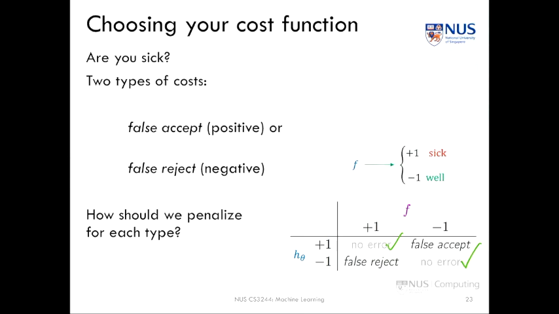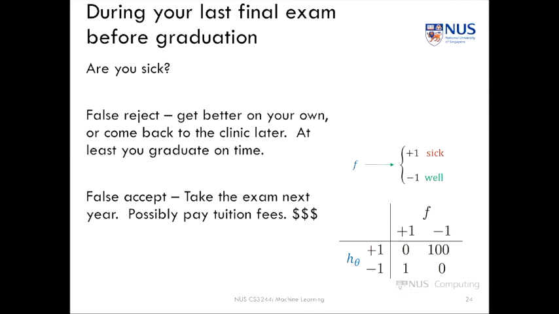So given that there's two different types of mistakes that we can make, how should we penalize each of these two cases? Well, it turns out being sick is not so easy because there are different cases in which a sickness can occur. Let's say you're taking your last final exam before graduation, and we ask the question of whether you're sick or not. If the classifier makes a false reject, meaning that the classifier thinks that you are well, but you're actually sick, you get better on your own, and you're able to actually take the tests. You're feeling a little queasy, but you graduate on time, and you might not get the best grades.